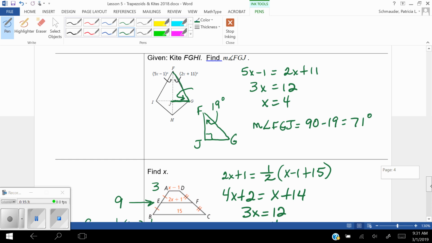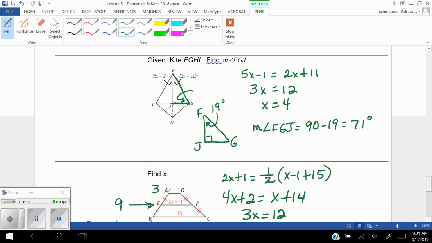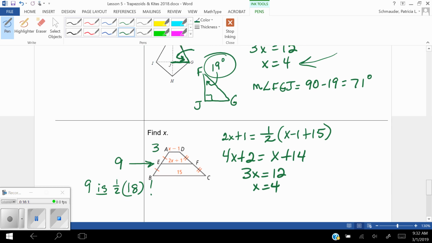Okay, kite FGHI. We're trying to find this angle here that I've marked. We know that this triangle FGJ that I pulled out is a right triangle because the diagonals are perpendicular. And remember, I told you up above that these two angles are congruent because that long diagonal is always going to bisect that angle. So when I set those two equal, I get x equals 4, I find out this angle here is 19 degrees. And of course, I know the two angles that are not the right angle in a right triangle are complementary, which gives me 71 degrees for that angle.